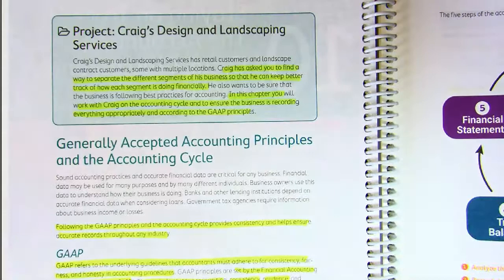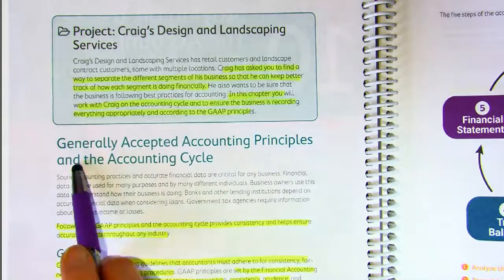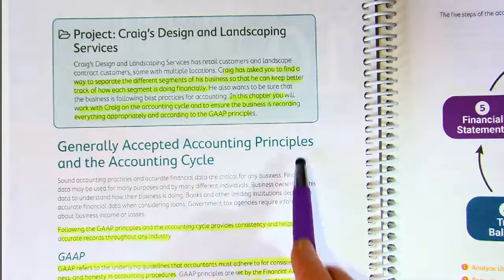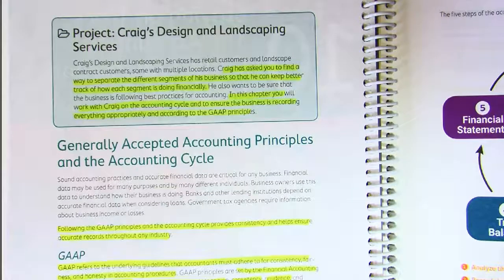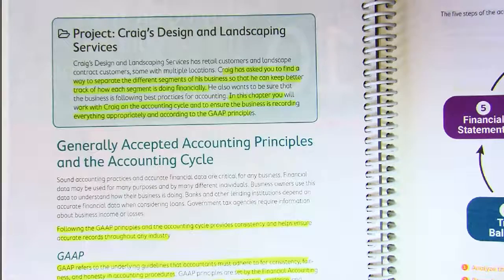Just as a reminder, GAAP stands for Generally Accepted Accounting Principles, and the GAAP principles are established by the Financial Accounting Standards Board. They're the underlying guidelines that accountants must adhere to for consistency, fairness, and honesty in accounting procedures. Publicly owned companies are required by law by the SEC to follow these principles, but it says many private businesses also adopt them. I'd say most private businesses adopt these principles as well.